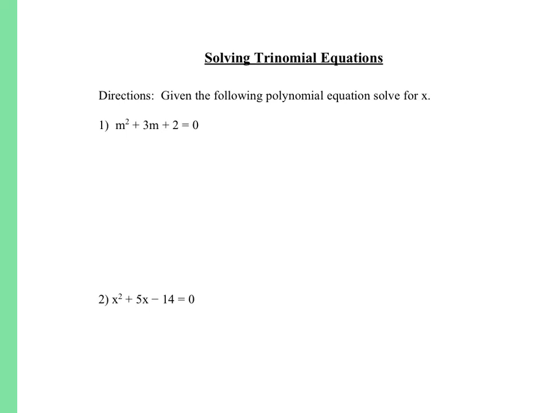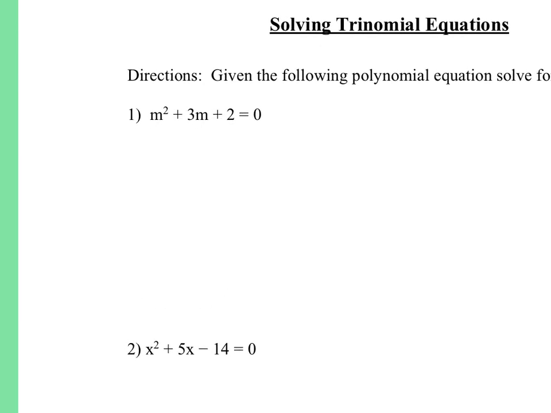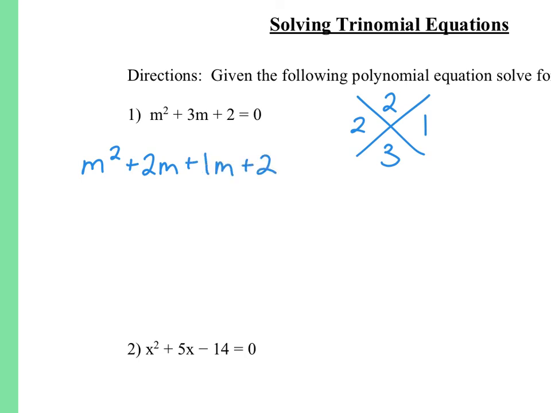Looking at this first one, what do we do? X method still, because it's in standard form. It's set equal to 0, everything's on one side. What's going on the top? 2. What's going on the bottom? 3. Two things that will multiply to 2 and add to 3. Good. Keep our first term. Our two new middle terms are plus 2m and plus 1m. And we keep our last term, set equal to 0.